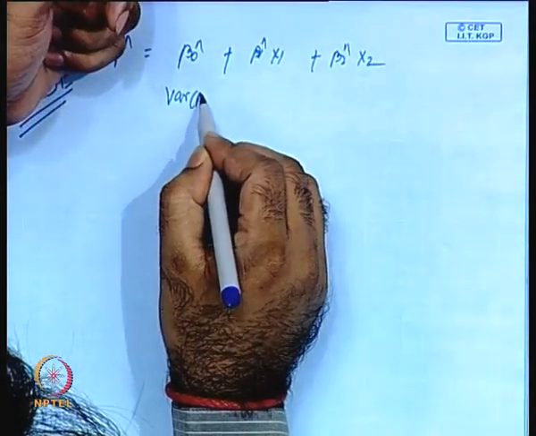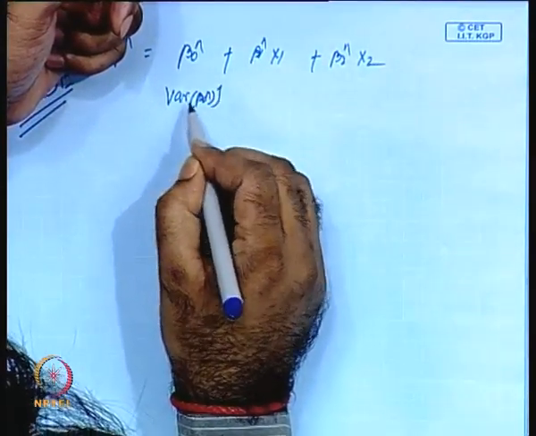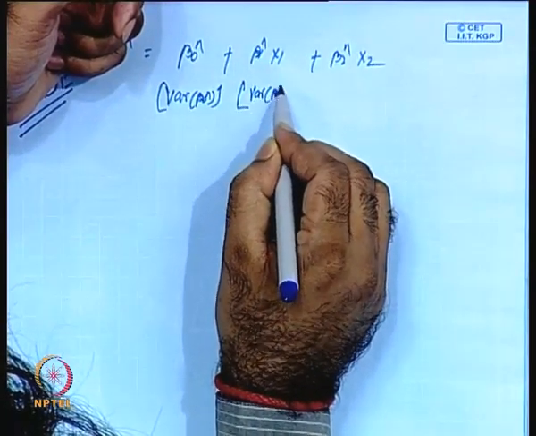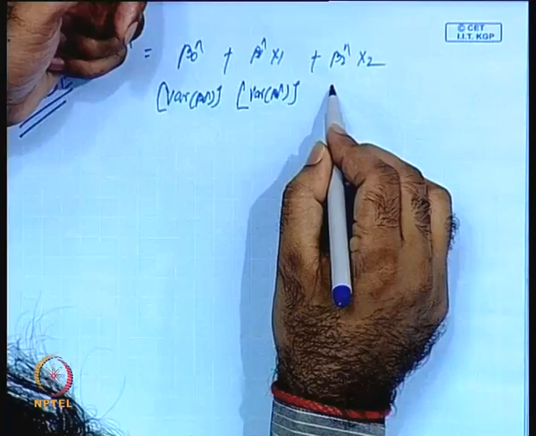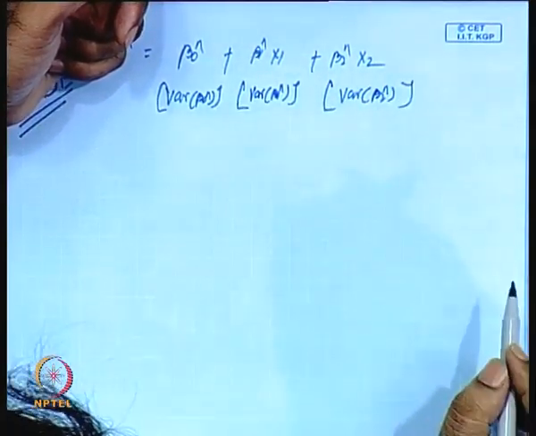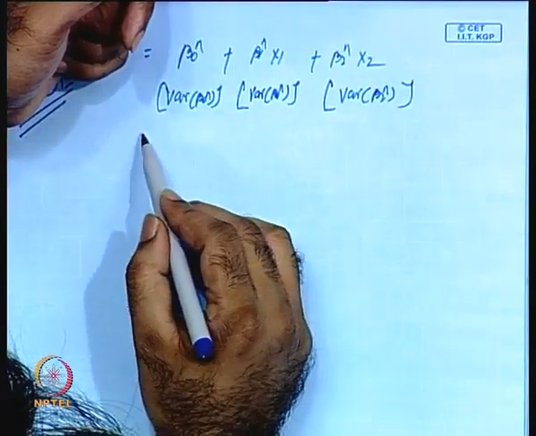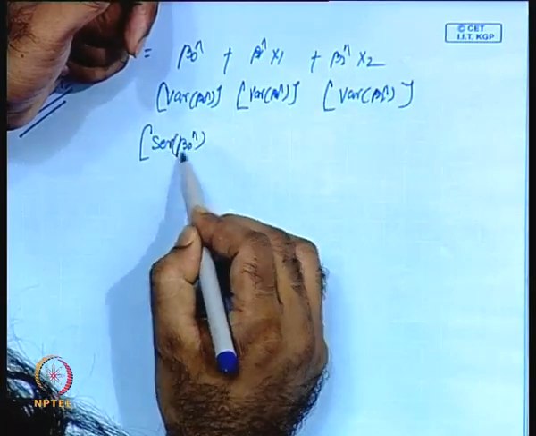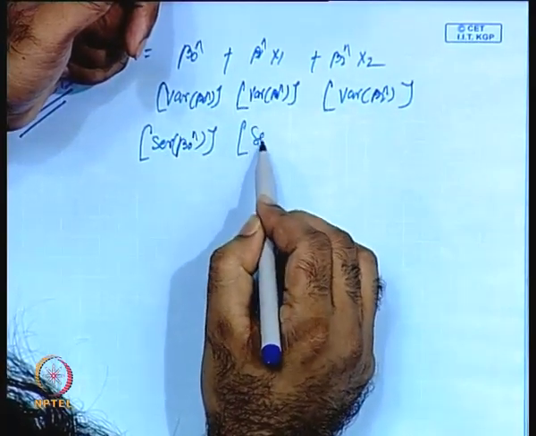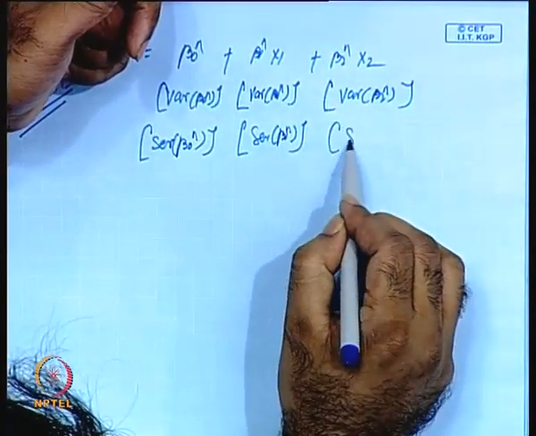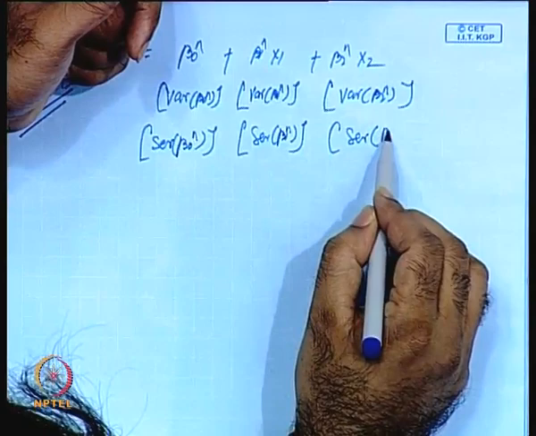So here you need the variance of beta 0 head. Then you must have the variance of beta 1 head, then the variance of beta 2 head. Corresponding to the variance of beta 0 head, you must have the standard error of beta 0 head, then the standard error of beta 1 head, then the standard error of beta 2 head.